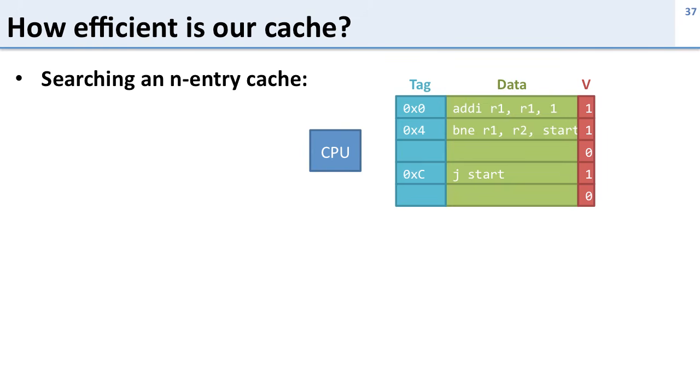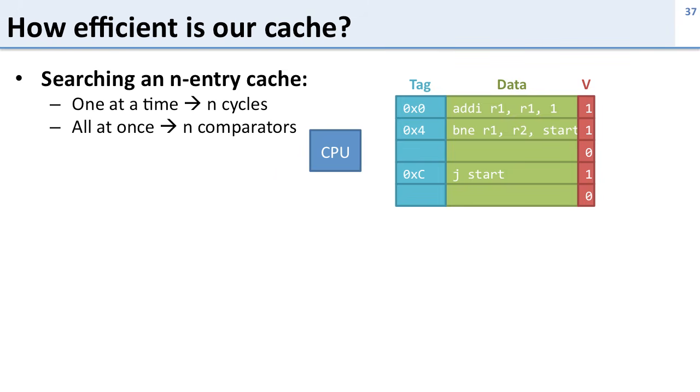What do we need to do to search the cache to see if our data is in there? Well, we could search each entry in the cache one at a time. This will take n cycles for an n-entry cache. You can search the first one, the second, the third, the fourth, and the fifth to see if the data is there. Or we could search them all at once. Since we want our cache to be fast, we'd better search them all at once. We can't afford to wait 100 cycles to search 100 entries, because we might as well just go to the main memory.